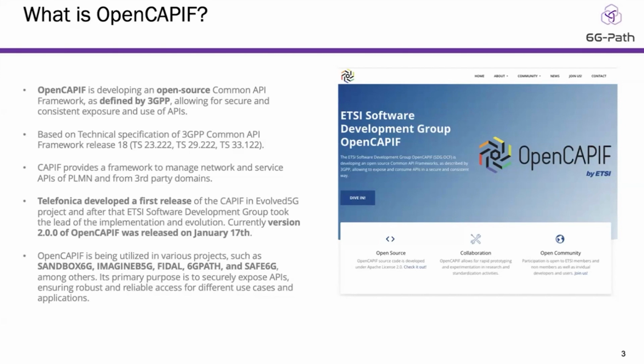Open CAPIF is also being used widely by Sandbox 6G, Imagine, Fidal, 6G-PATH, and SafeCG. The purpose is to secure the exposure of APIs, ensuring robust and reliable access for different use cases and applications.